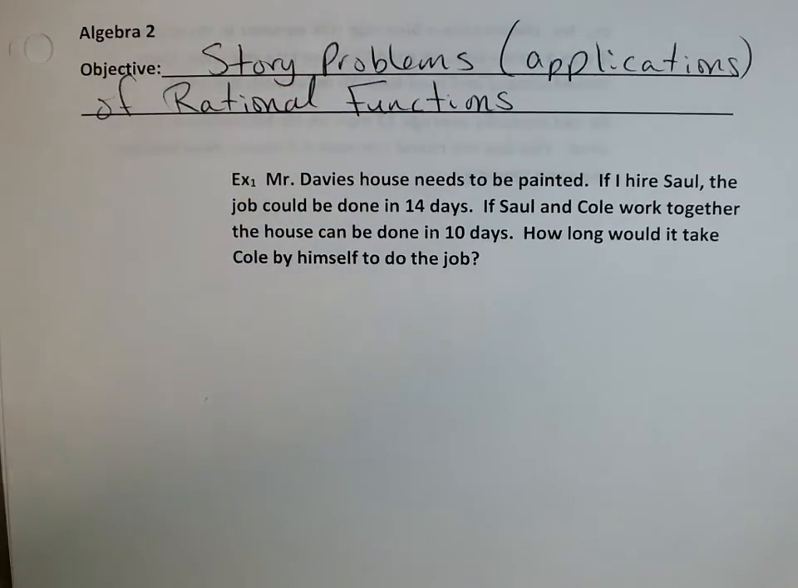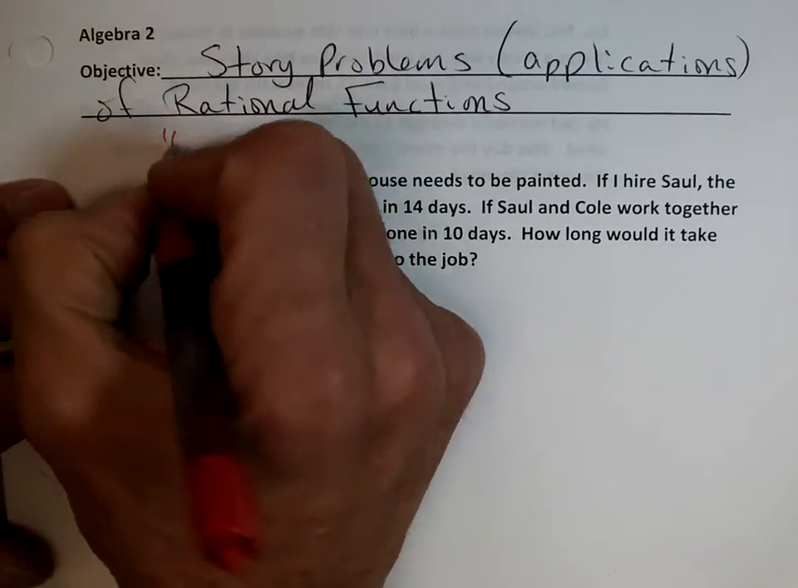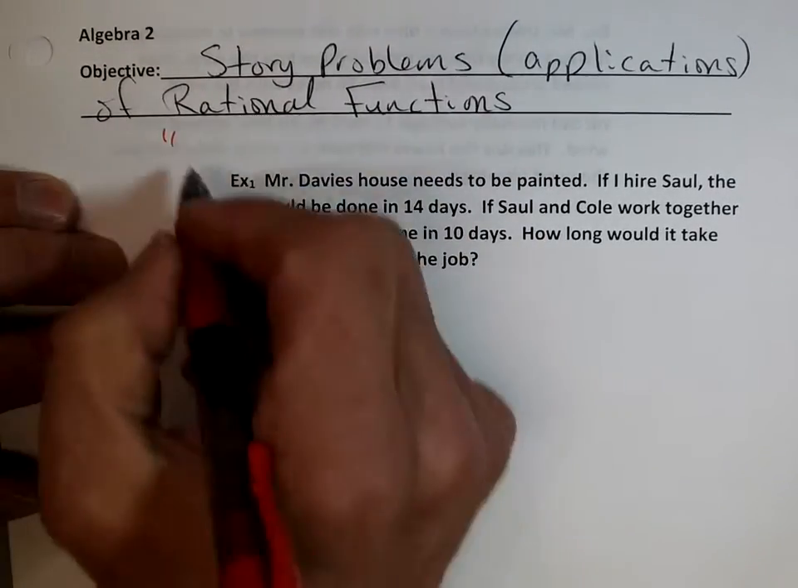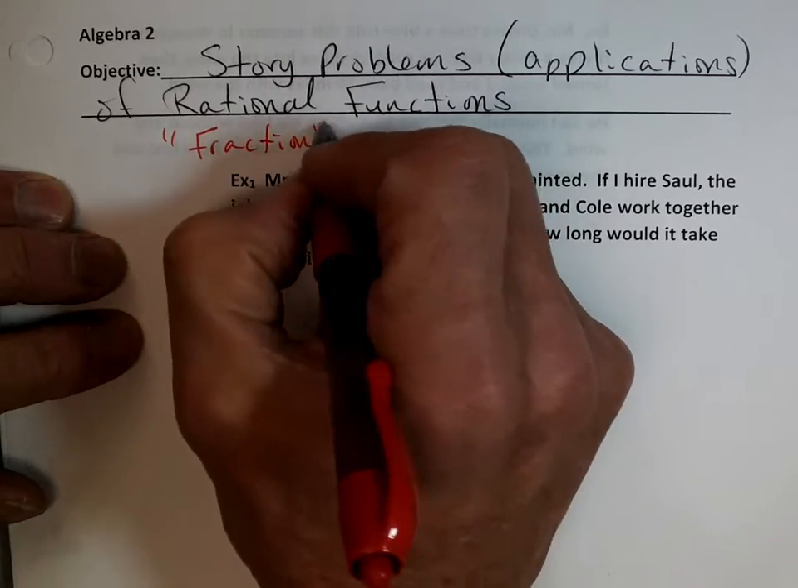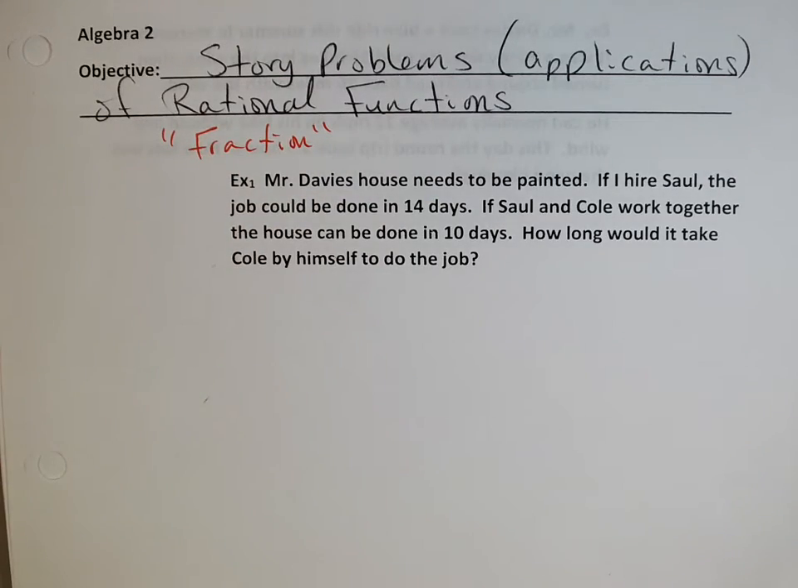And again, I keep trying to get you guys to know that the word rational means, what does rational mean? Fraction. Okay, everybody should know that by now. When you see the word rational, you should be thinking fractions, right?